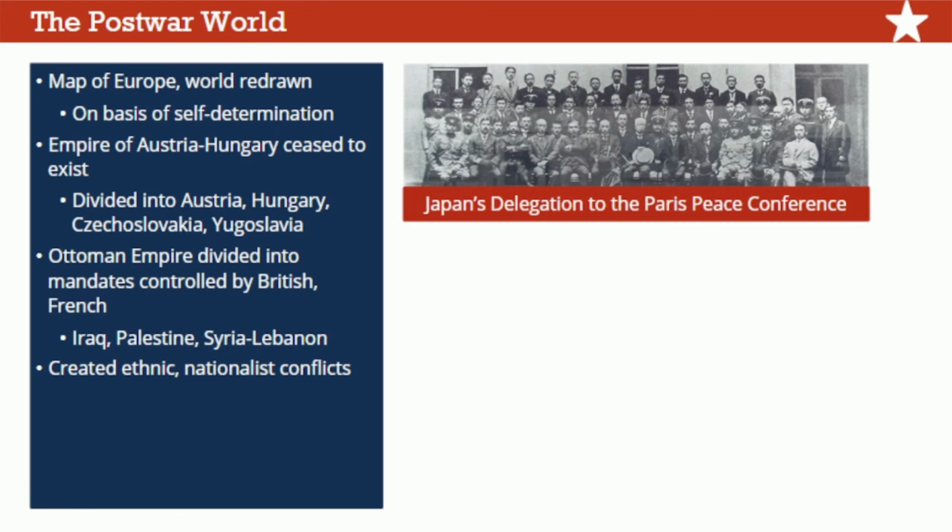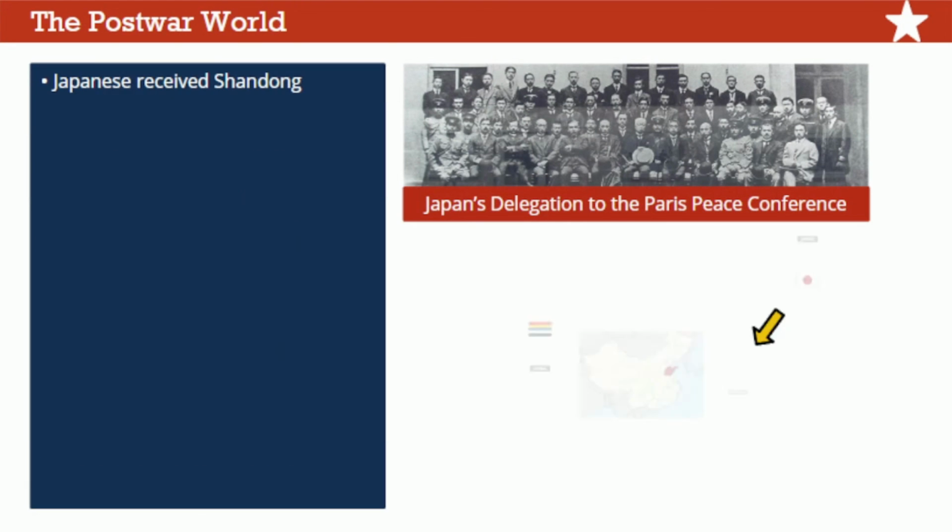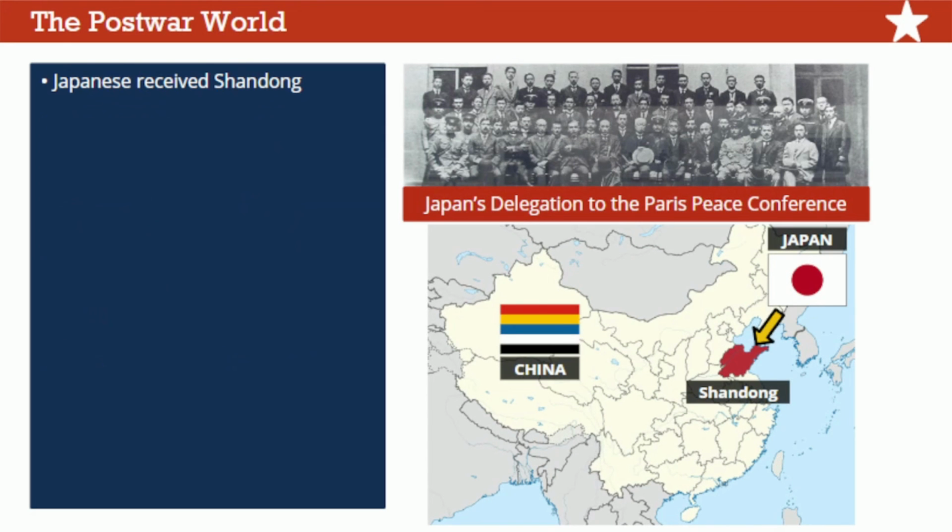Japan was also one of the winning allies represented at the conference, and the Japanese received control of Shandong province in northern China, which Germany had controlled before the war. This pleased Japan, but upset China. Tensions between the two nations would increase in the coming decades.